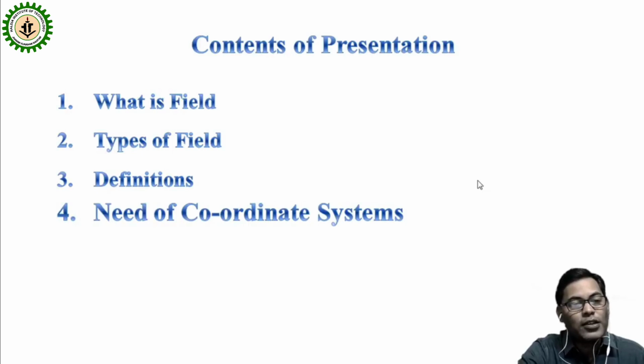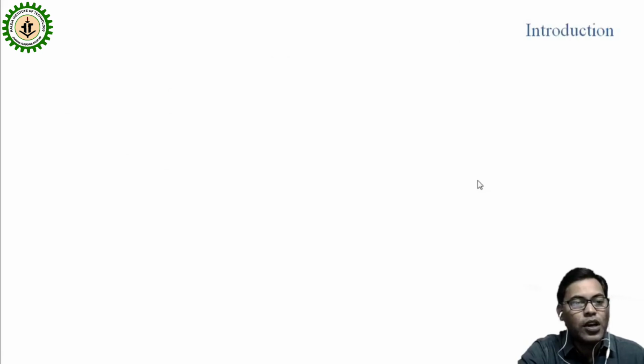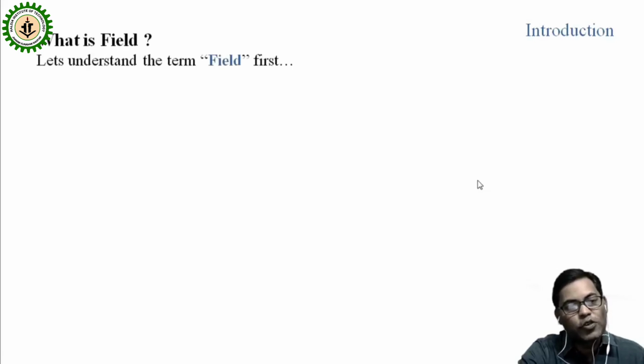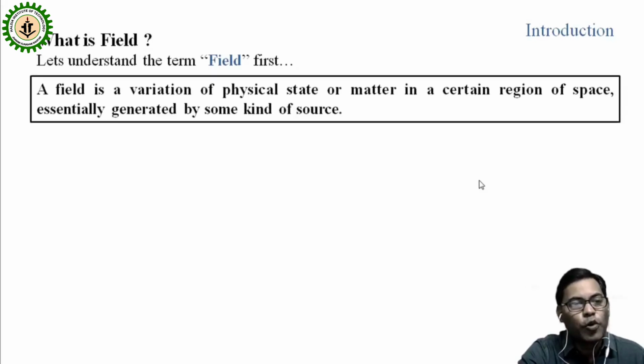So first we are going to see what is field. To study the electromagnetic fields, first we need to know what is field. So let us see the definition of the field. It is the general definition which says that a field is a variation of physical state or matter in a certain region of space, essentially generated by some kind of source.